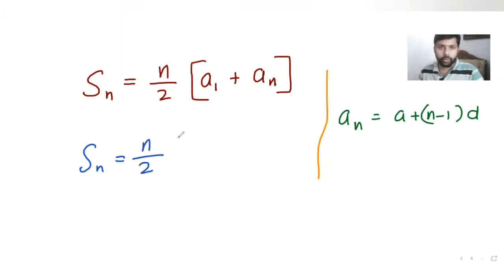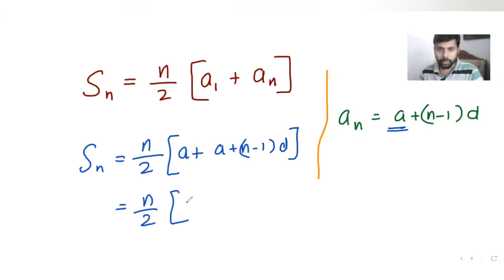Here we are taking the first term as a. So it becomes n by 2 into a plus a plus n minus 1 into d. Simplifying this, you can write it as n by 2 into 2a plus n minus 1 into d. So this is another equation to calculate the sum of n terms.